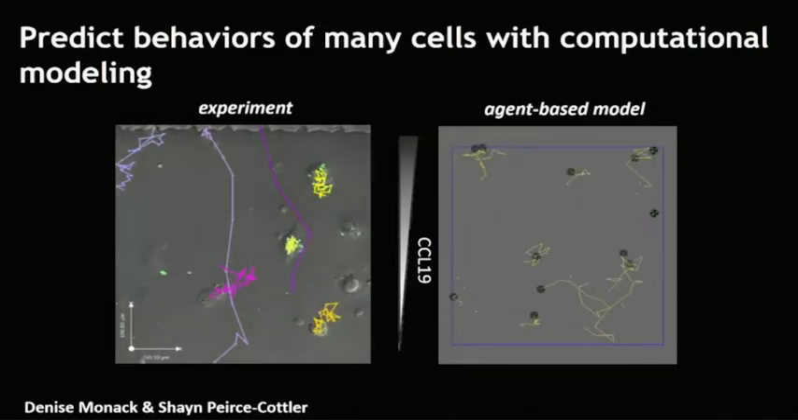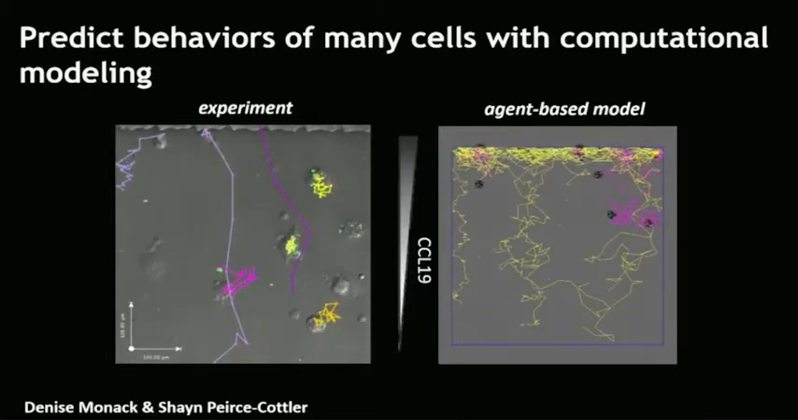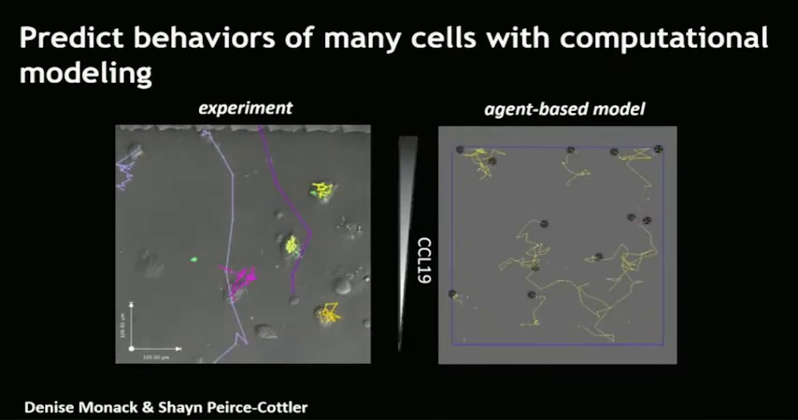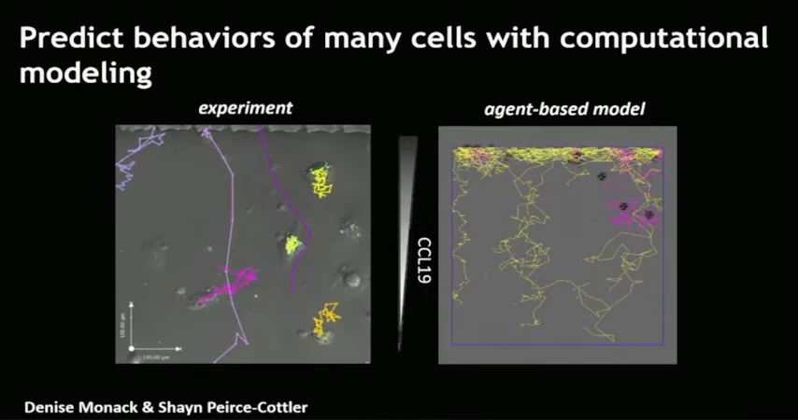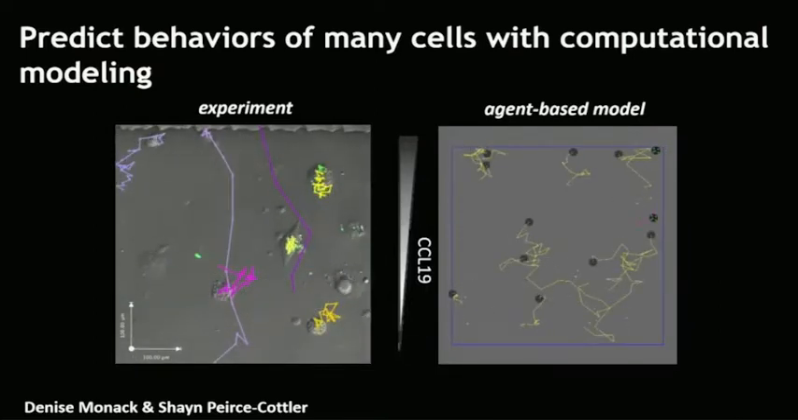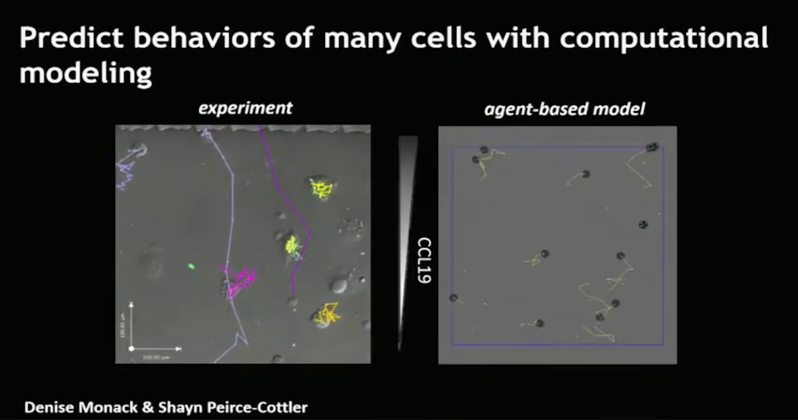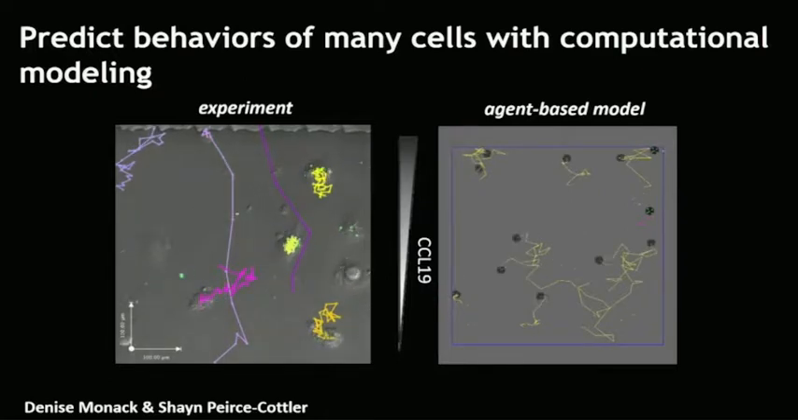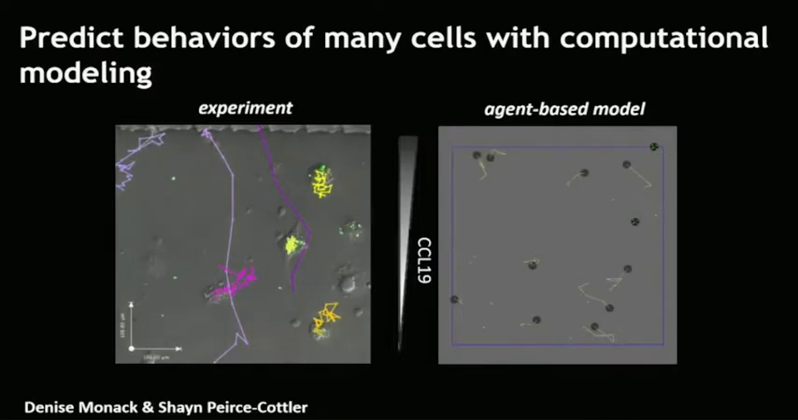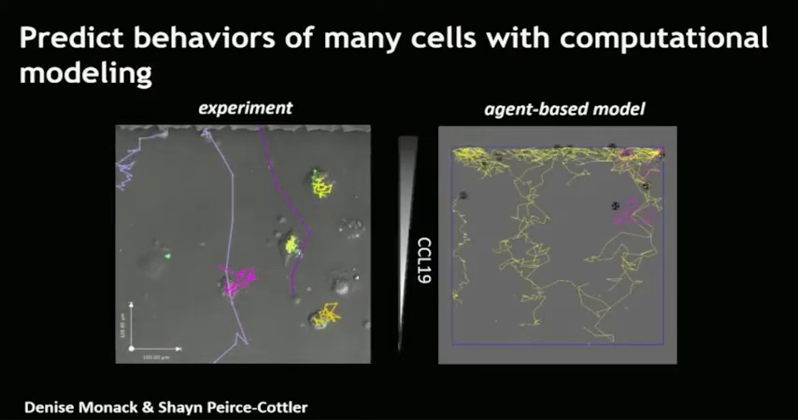And so one of our first forays into modeling infection was a collaboration with Denise, where we developed an agent-based model to simulate the effects of Salmonella infection on chemotaxis of dendritic cells. On the left, you can see a microfluidic chamber where Denise has cultured dendritic cells, and they're infected with Salmonella, and she's tracing the migratory paths with these purple and pink lines of these white blood cells up a gradient of a chemotactic factor, which is CCL19.